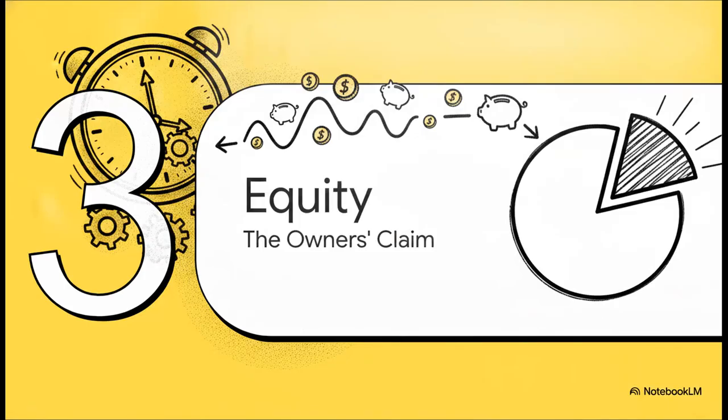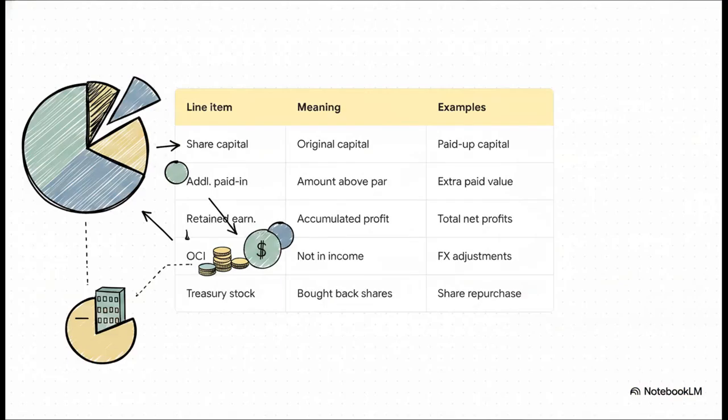All right, Section 3, equity, the owner's claim. This is all about the residual interest in the company. Once that ticking clock of liabilities is totally handled, we finally arrive at equity. This is the residual pie that truly belongs to the owners. And here's exactly how that pie gets sliced.